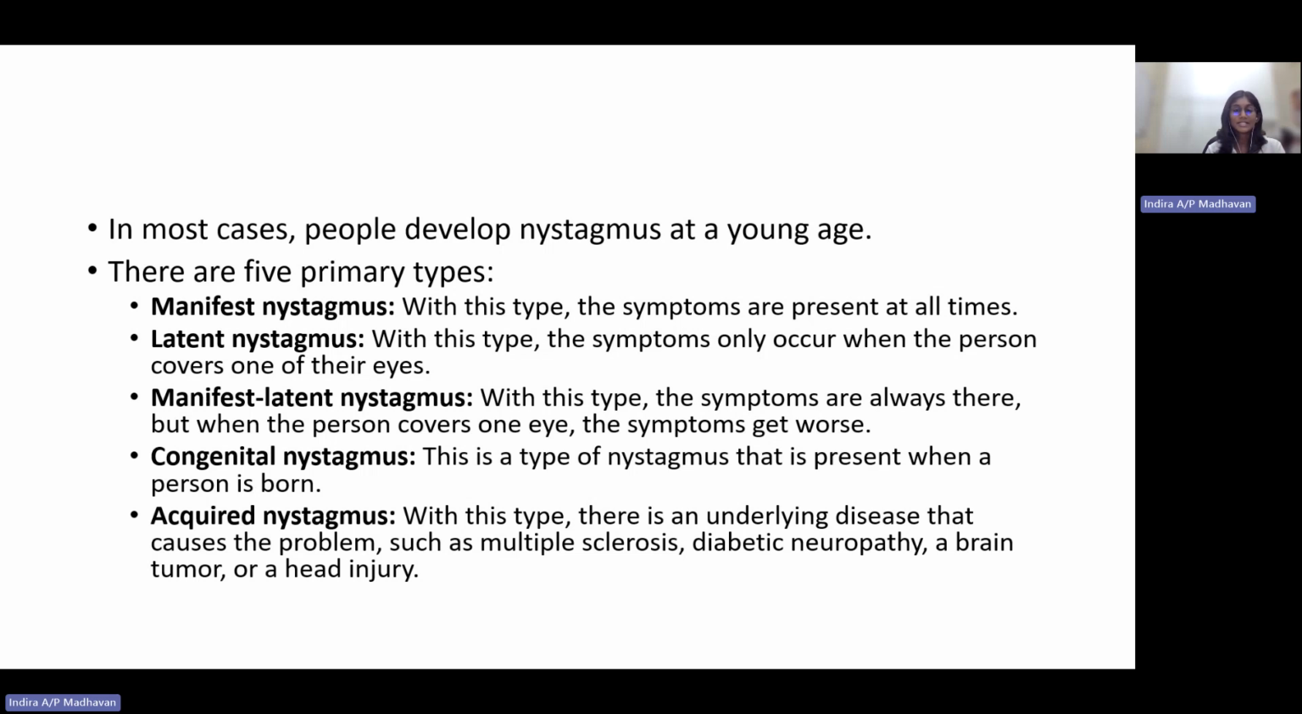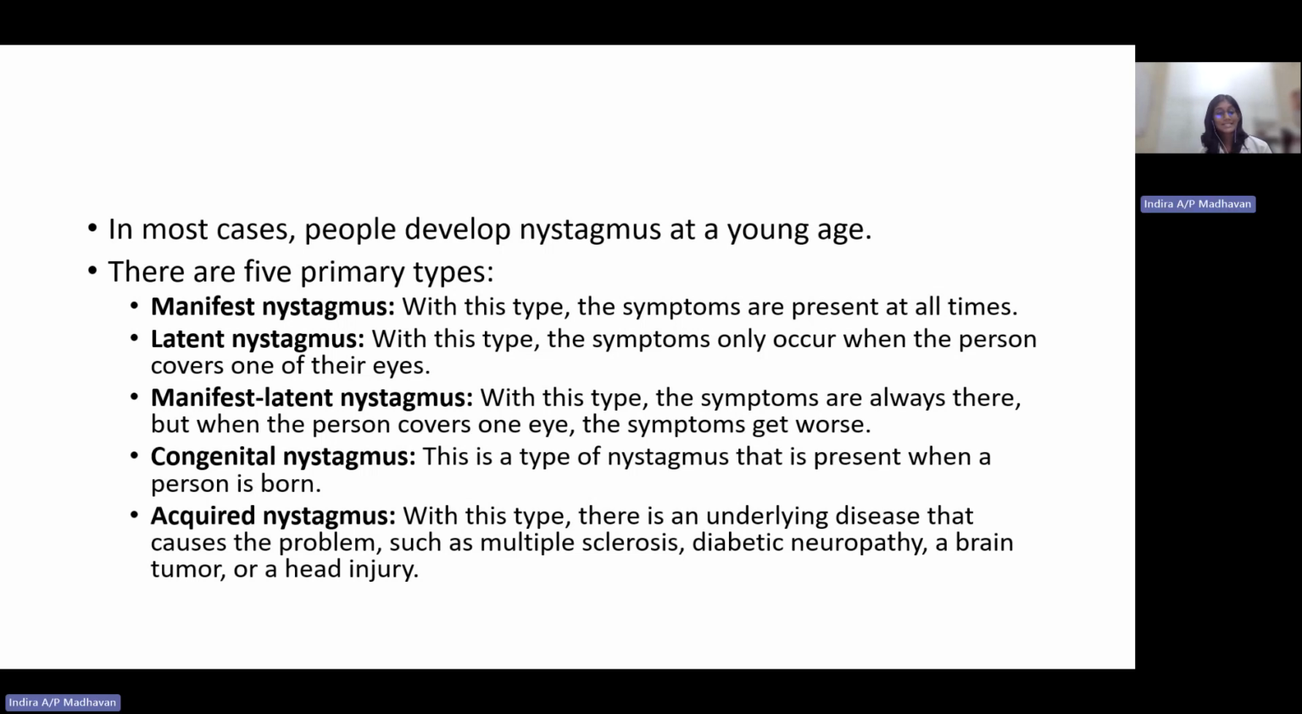So there are five primary types of nystagmus that we can see: manifest, latent, manifest latent, congenital, and acquired nystagmus. We'll look at them one by one, what these types of nystagmus are all about. With manifest nystagmus, the symptoms are present at all times. You occlude the eye, you don't occlude the eye, all the time the symptoms are present.